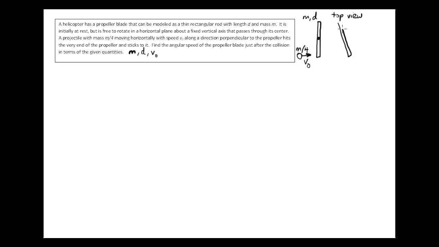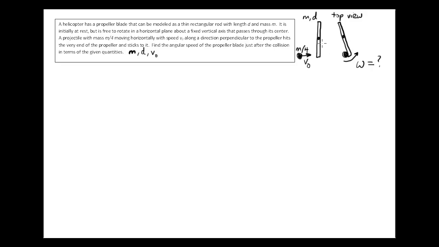So when they stick together, just after the collision, it's going to look something like this. The propeller blade, after the mass hits it and sticks to it, begins to rotate. So here it's now rotating around that axis of rotation going through the center with an angular speed omega, and that's what we're trying to find. Okay, so we have fixed axis rotation. If we do an analysis similar to what I've done in previous videos and in class, we see that kinetic energy is not conserved because the collision is inelastic. So we can't use energy conservation to figure this one out.